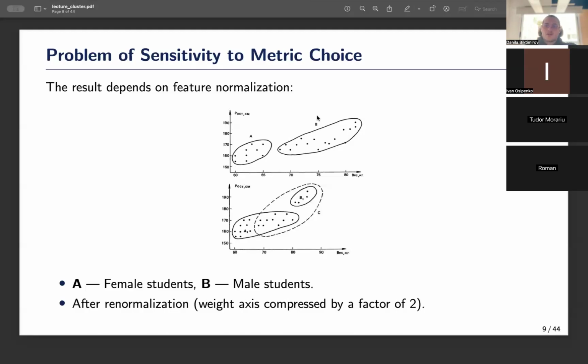However, when the horizontal axis, weight, was scaled down by a factor of 1.5, the metric changed. Technically, it remained the same Euclidean metric, but now one of the features was given 1.5 times less weight. As a result, the clustering interpretation completely changed. Instead of distinguishing male and female students, the new clusters identified tall boys as one group and everyone else as another.